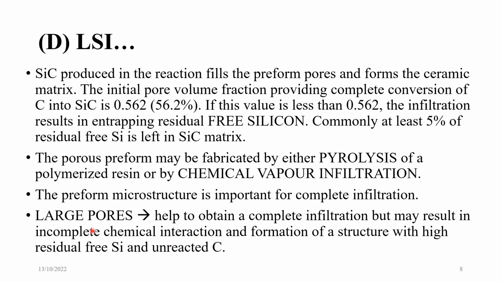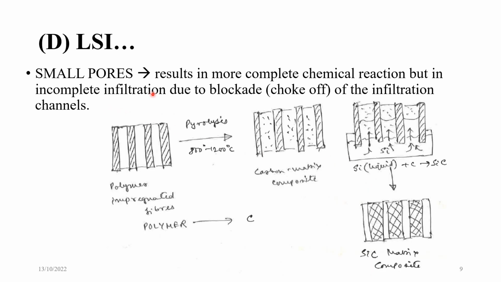What does it mean? It means if the pore size is larger, then although there is complete infiltration, the chemical reaction between silicon and carbon has not taken place. So the size of the pores is equally important. Small pores result in more complete chemical reaction, but in incomplete infiltration due to blockade or choke off of the infiltration channels. So this is exactly what we studied in case of chemical vapor infiltration.